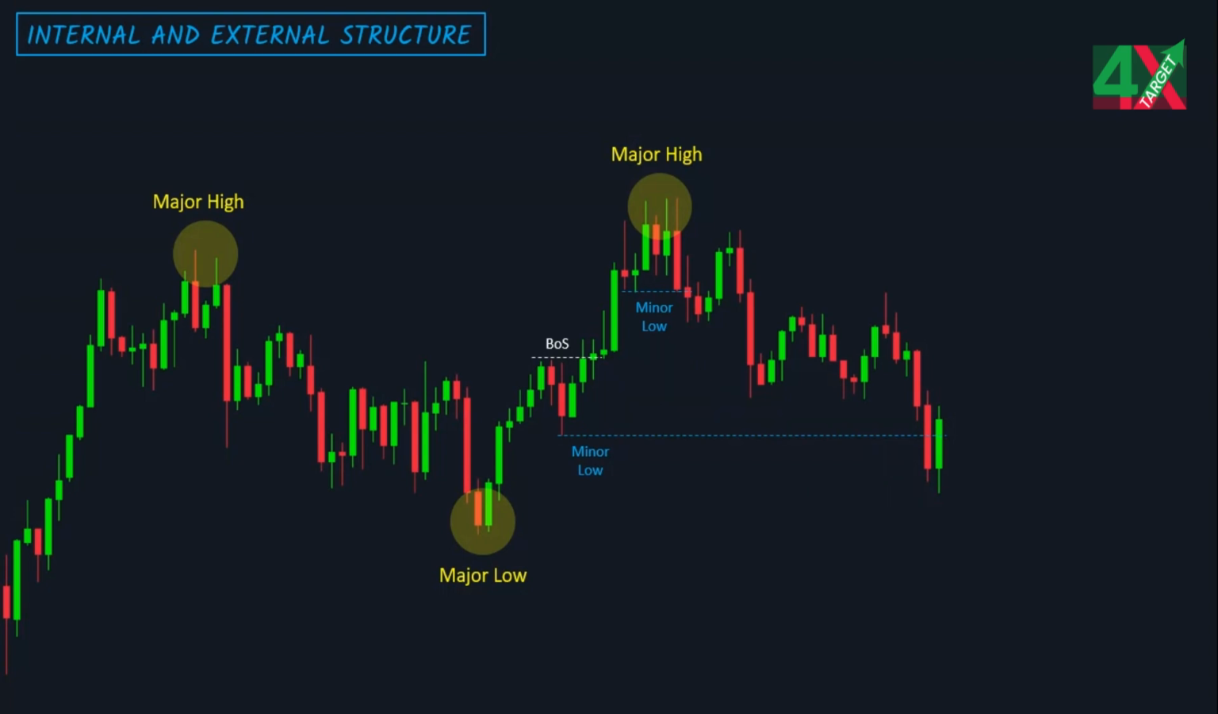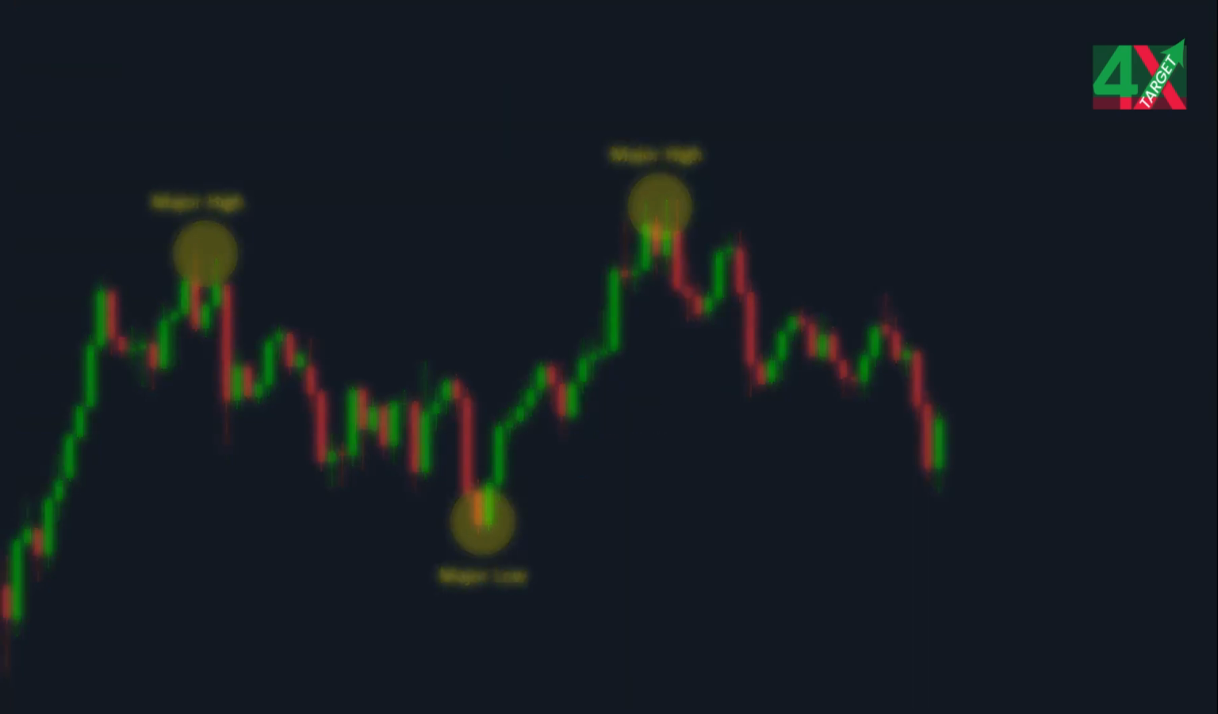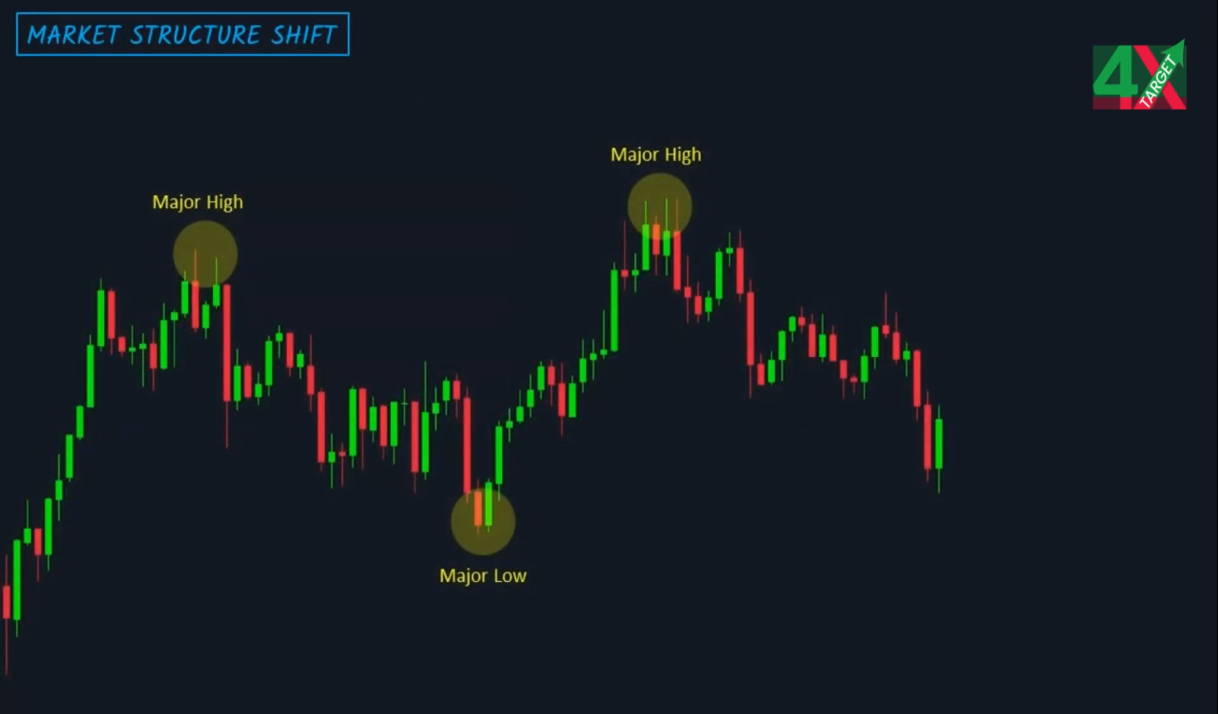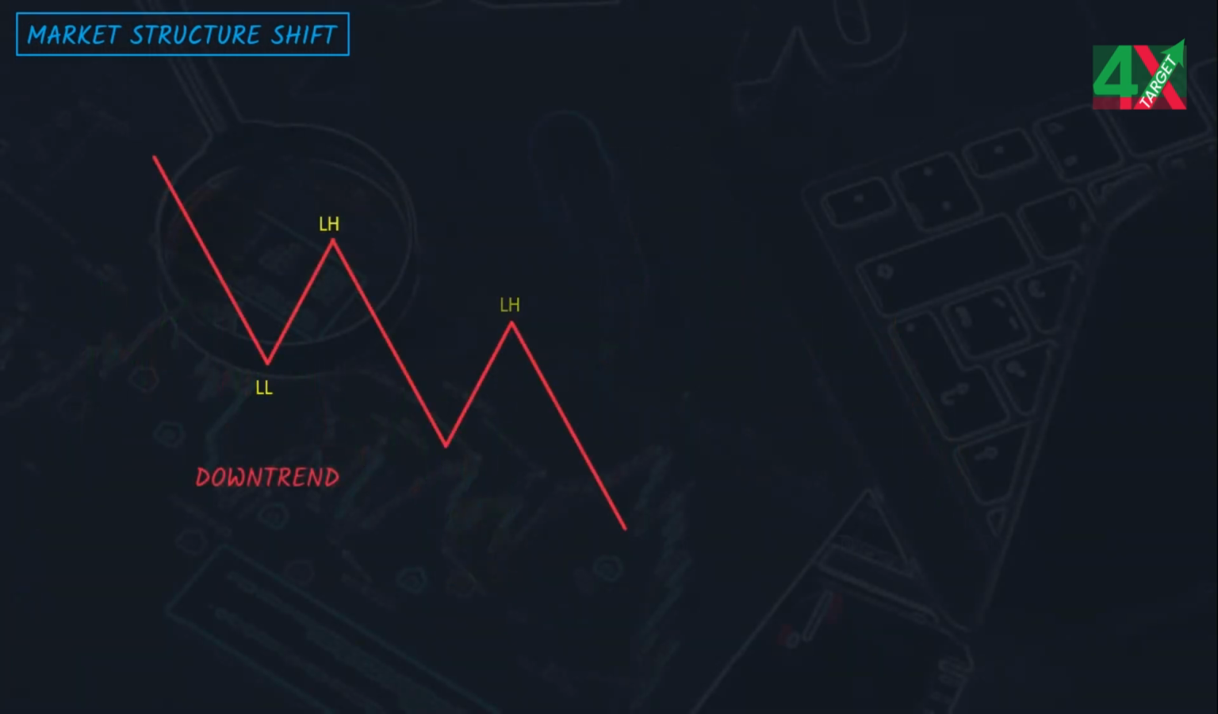A market structure shift happens when price transitions from one dominant trend to another, for example, when an uptrend starts showing signs of reversal into a downtrend, or vice versa. In a bearish market structure shift, price stops making higher highs and breaks below previous swing lows, showing that sellers have taken over. In a bullish market structure shift, price stops making lower lows and begins to break previous swing highs, signaling that buyers are gaining control.